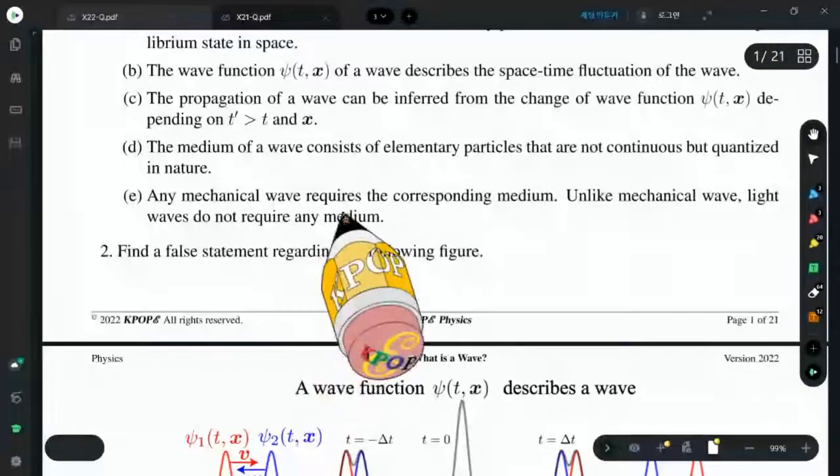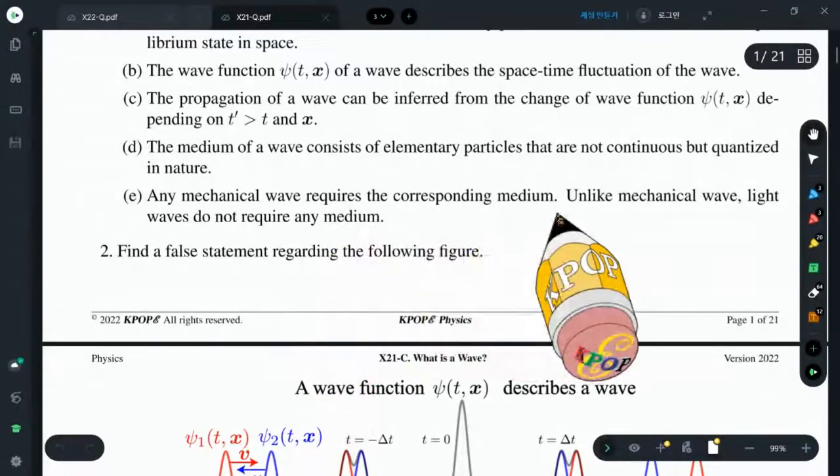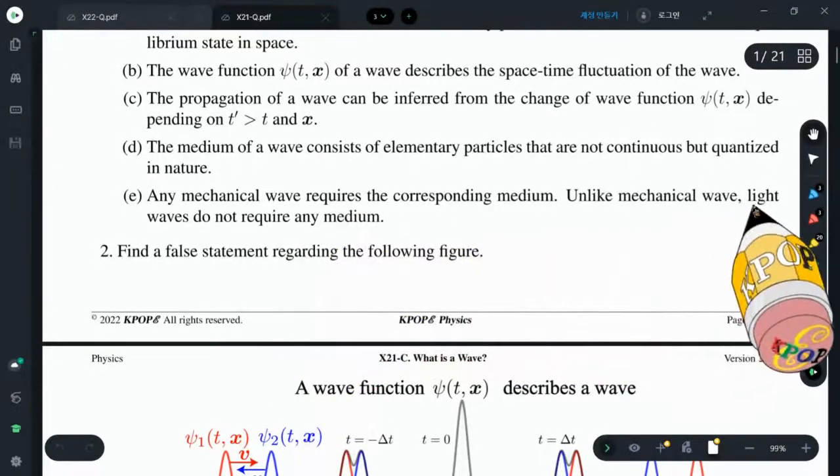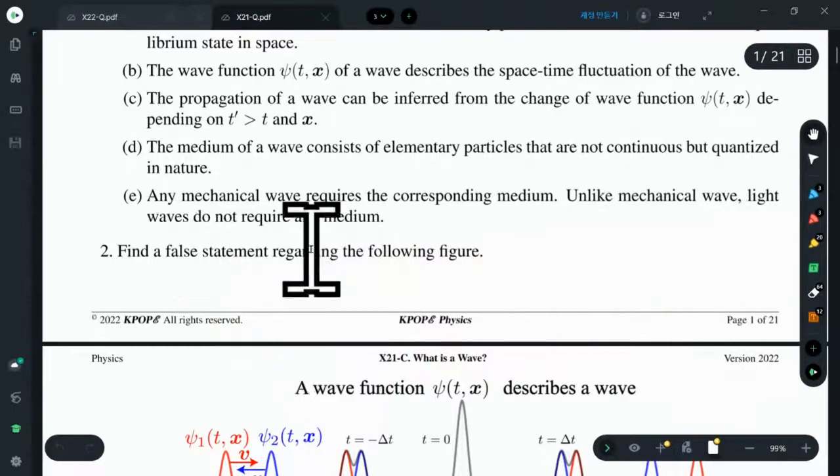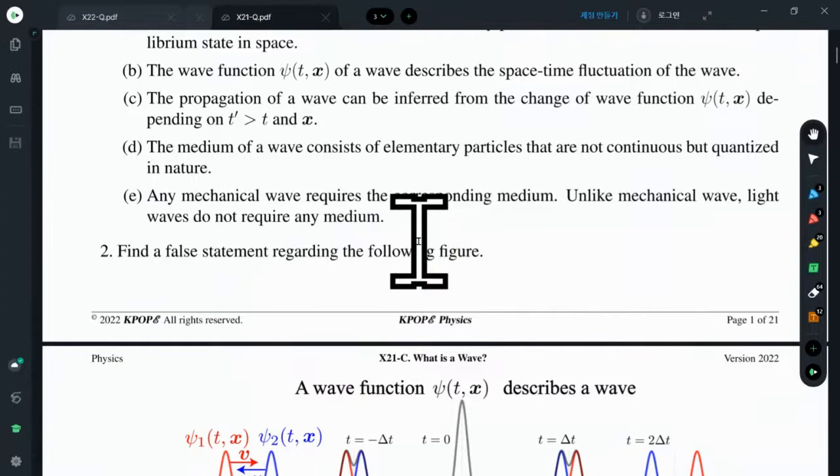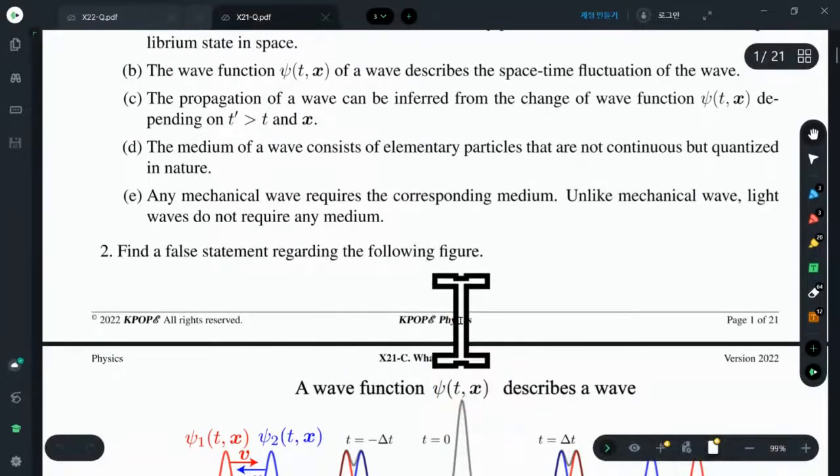Any mechanical wave requires a corresponding medium. Unlike mechanical waves, light waves do not require any medium. Yes, that's correct. So a light wave travels in a vacuum. However, a sound wave cannot propagate in a vacuum.